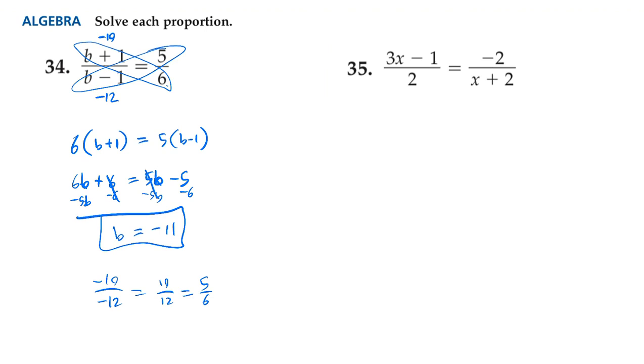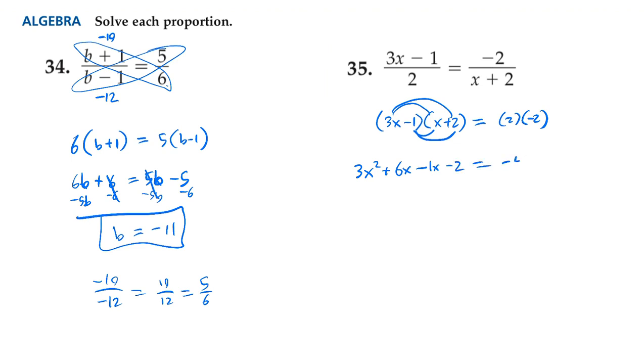Okay, last one. Now we've got to multiply, but oh shoot, look at what we've got here. We've got a quadratic. Whoops, I put an extra parentheses there. Equals 2 times -2. So let's multiply this out. Remember, you have to multiply every combination here. So we go, that's 3x times x is 3x squared, plus 3x times 2, that's 6x, minus 1 times x, and minus 1 times 2 equals -4.